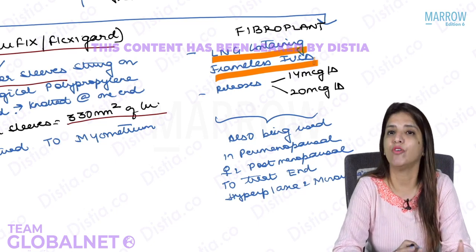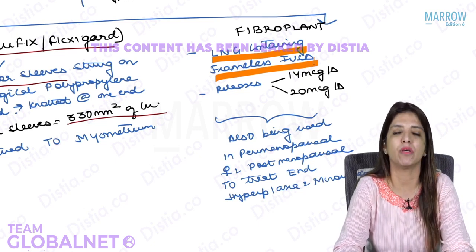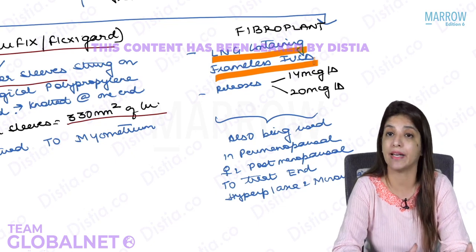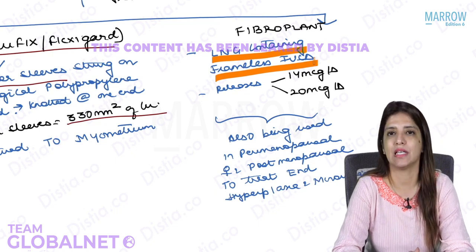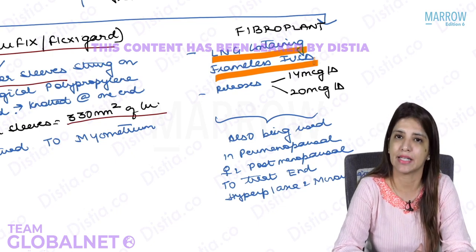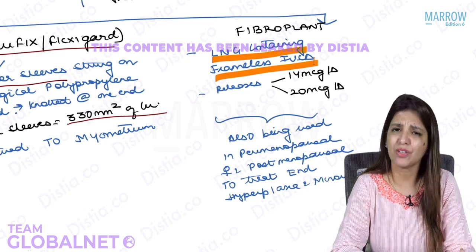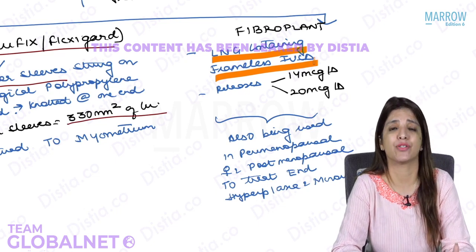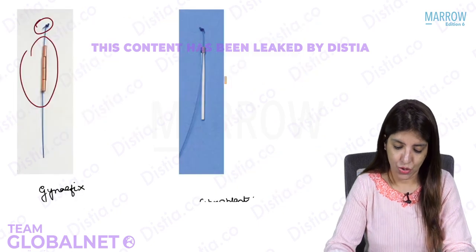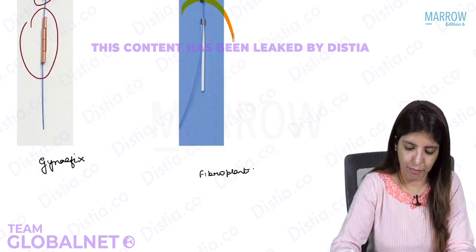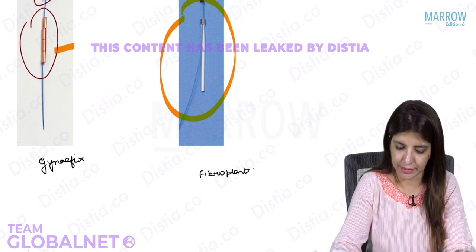Similarly, if I have a perimenopausal or menopausal female who has come to me with menorrhagia and I have excluded malignancy, then in them also I can use a fibroplant, right? Because this is a frameless levonorgestrel containing IUCD and it has a shorter duration of action. It has a shorter lifespan in comparison to the Mirena. Clear to all of you? Yes? Okay. So this over here is an image of fibroplant. This is an image of Gynefix.